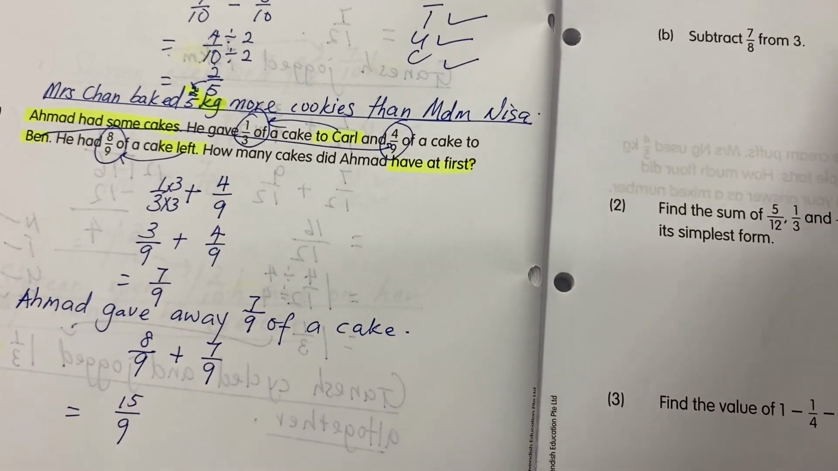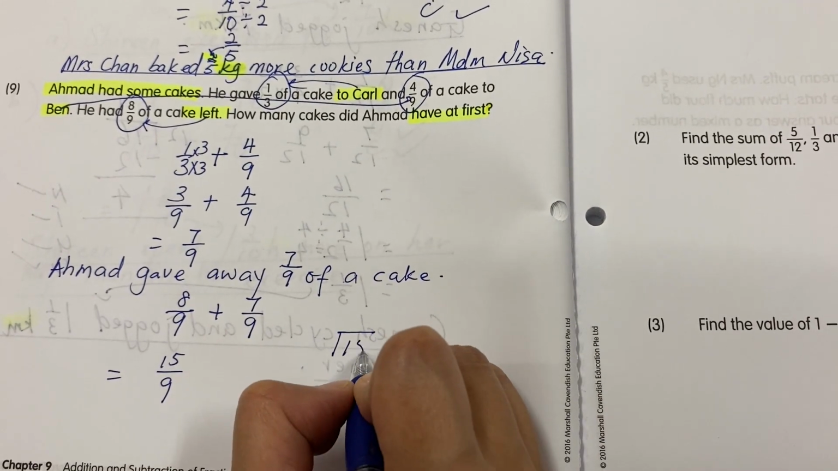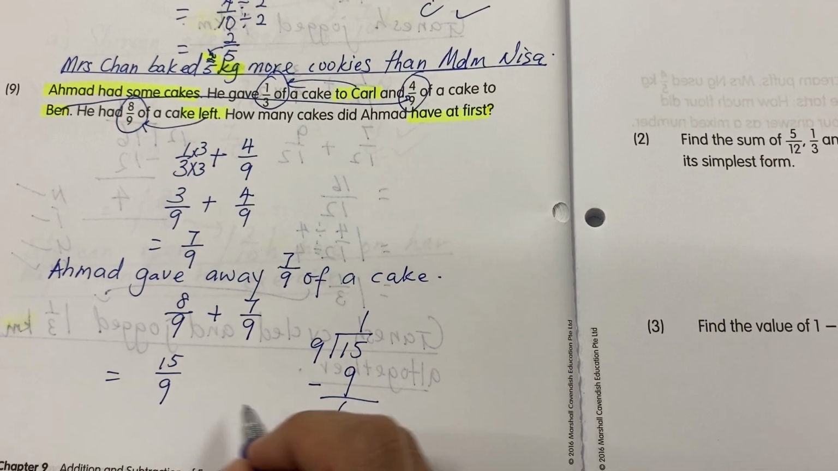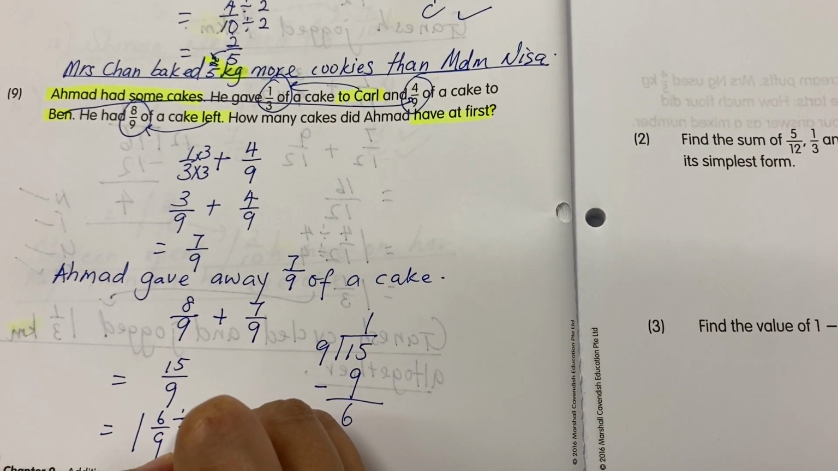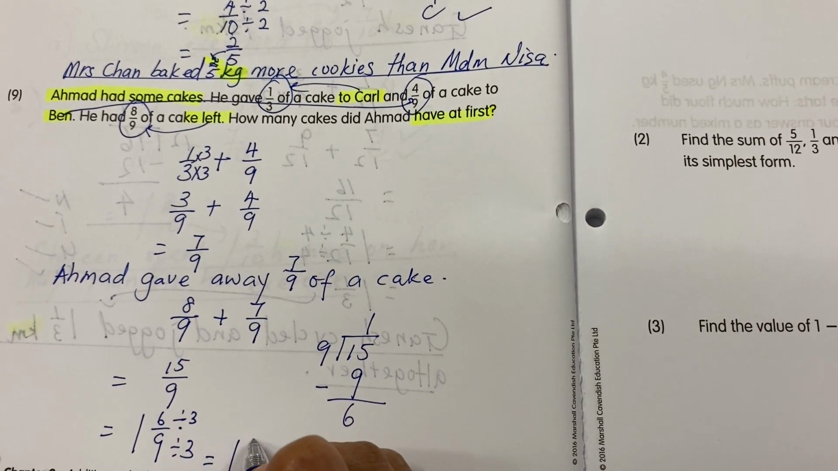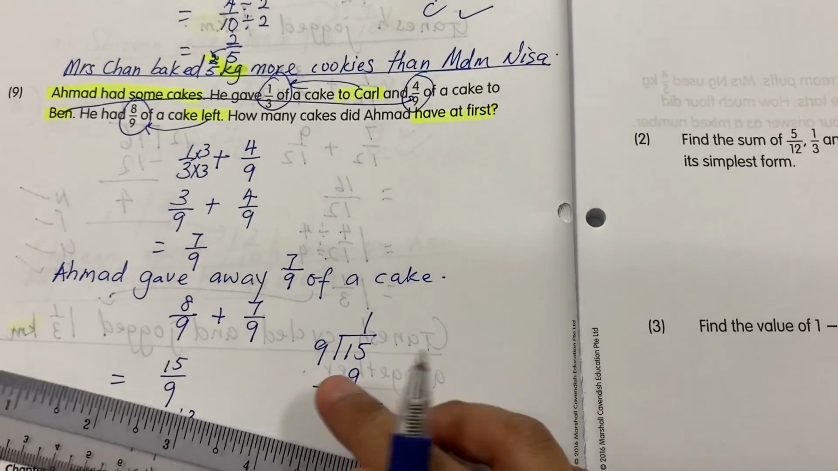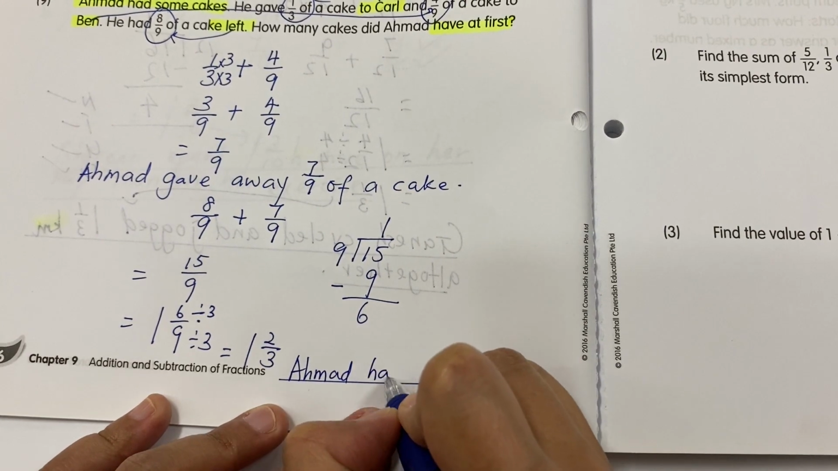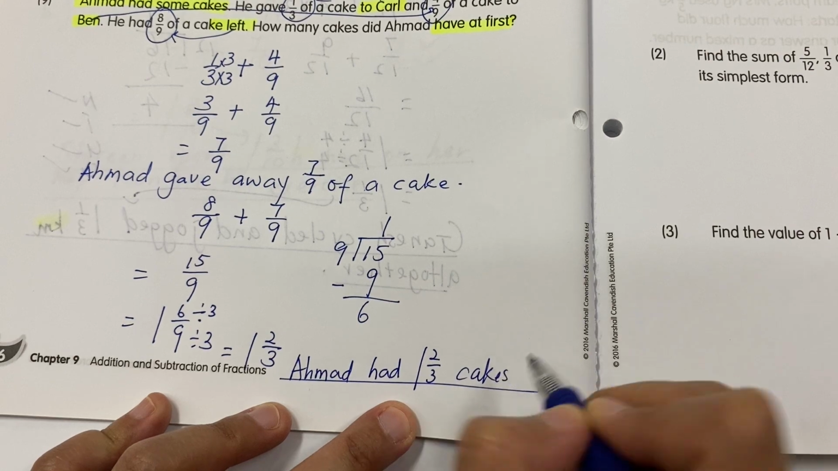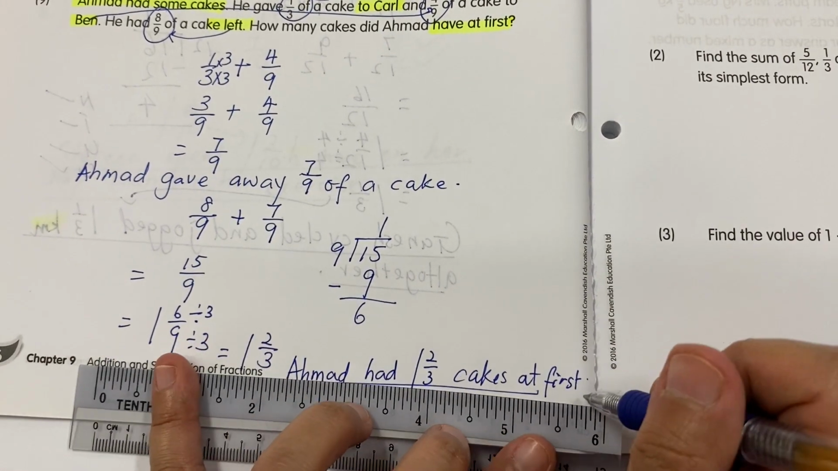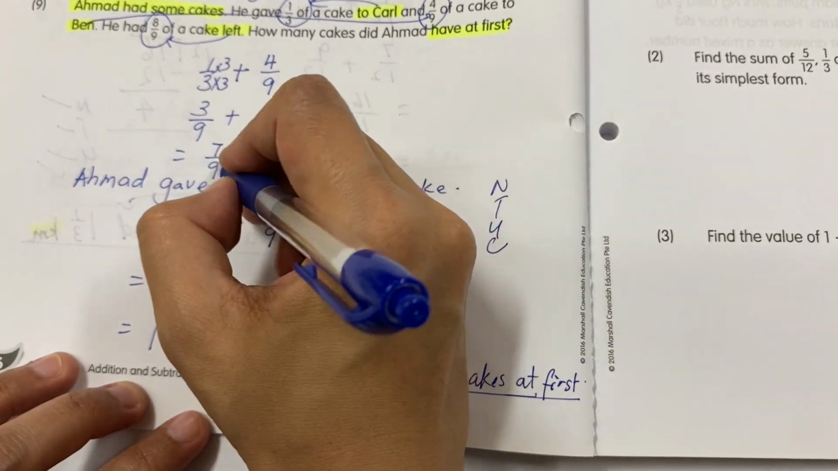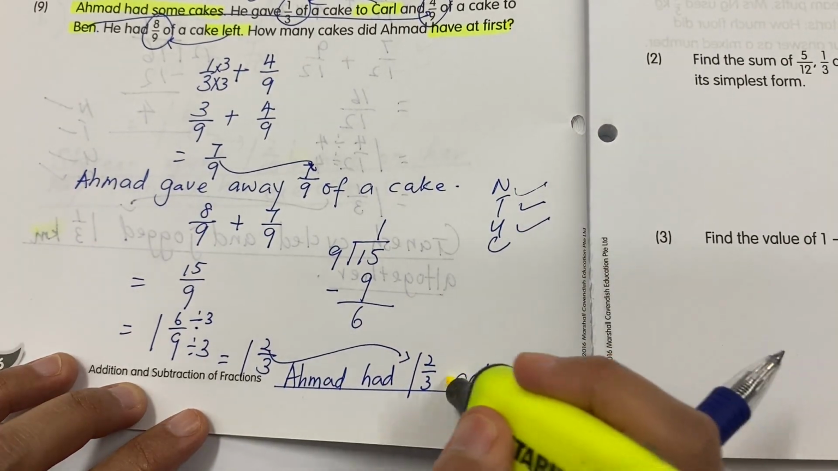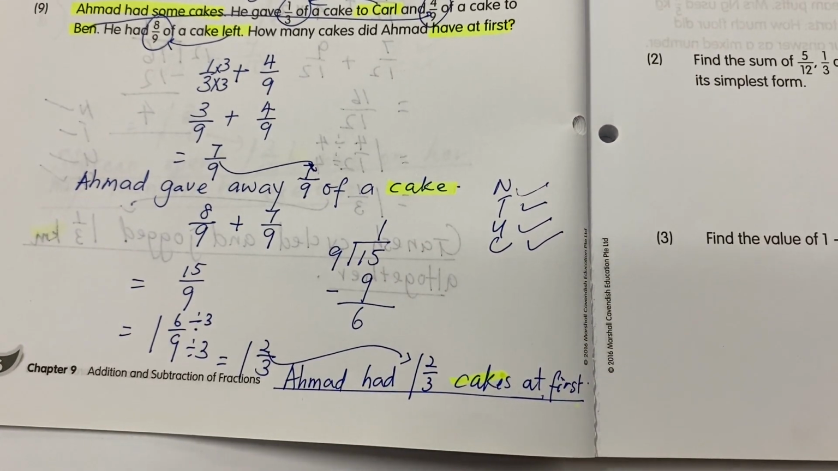Now, as you can see, 15/9 is an improper fraction. So, you got to change it to a mixed number. So it's 1 and 6/9. I know that I need to divide it by 3. Okay, so that's 1 2/3. So my answer will be Ahmad had 1 2/3 cakes at first. Okay, alright, so I do my NTUC checking. So my numbers transferred correctly. Unit is cakes, and I check my work. Okay, everyone? Alright, bye.